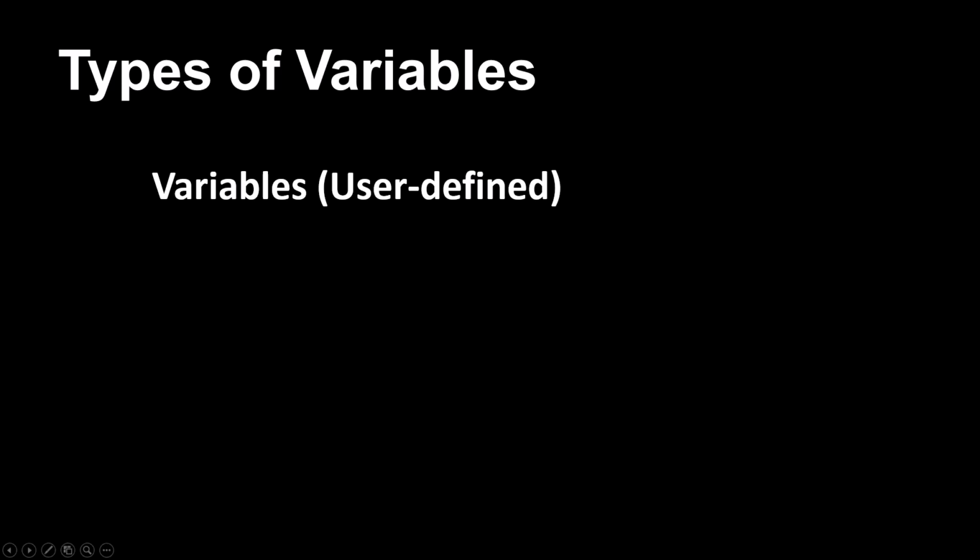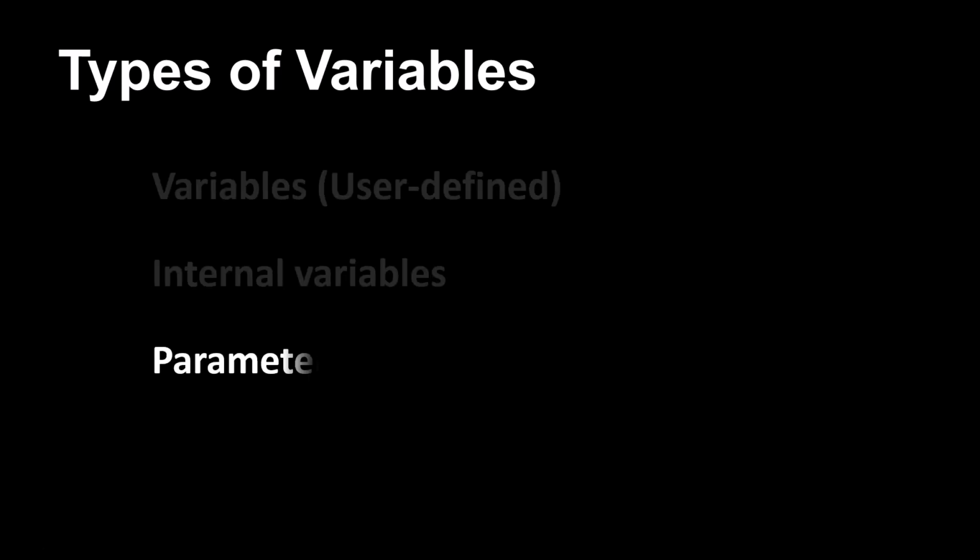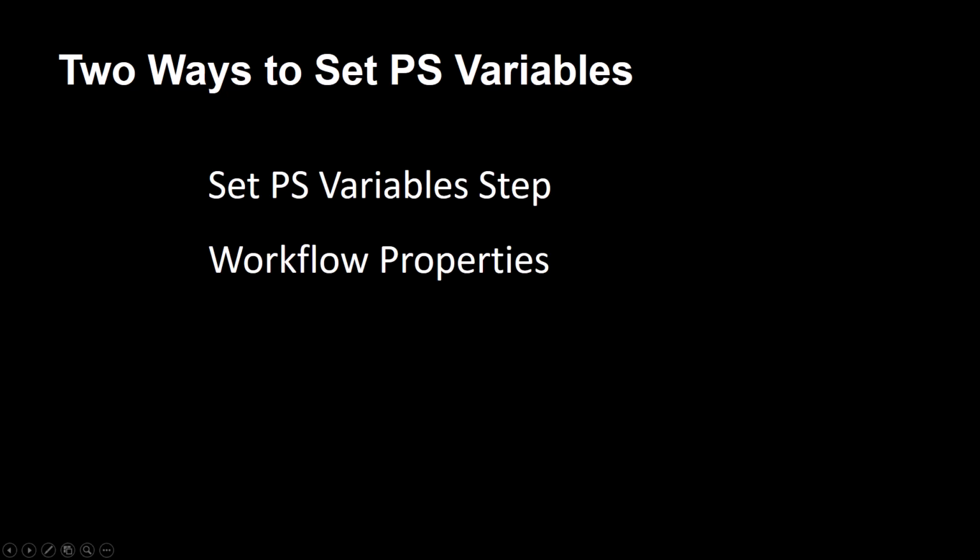Process Studio has 4 ways to capture dynamic user inputs. The 4 types of variables include user-defined variables, internal variables, parameters, and Process Studio variables. In this video, I will talk about Process Studio variables. There are 2 ways to set Process Studio variables: in the Set Process Studio Variables step and in the Workflow Properties. Let us describe the Set Variables step.